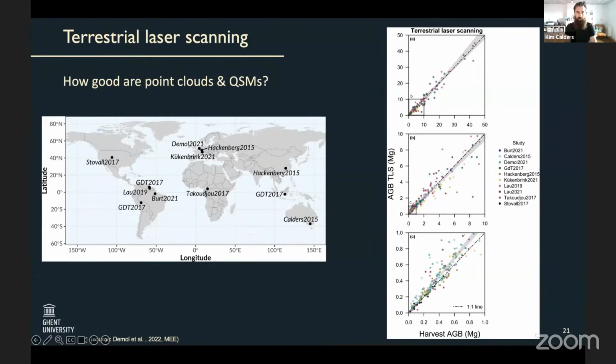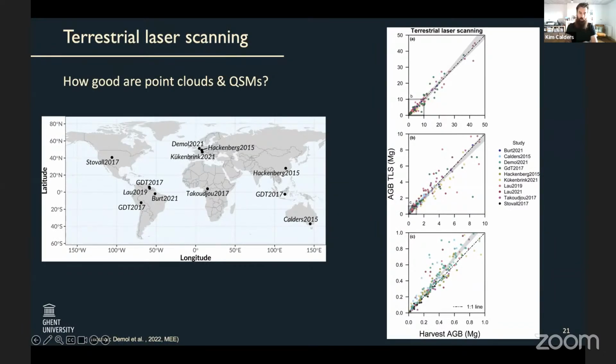And you can see, if you look at the top panel, so this is the full range of biomass, that we have generally a very nice agreement between estimating biomass from TLS, even of trees up to 40, 50 tons, so very, very large tropical trees, compared to destructive measurements.